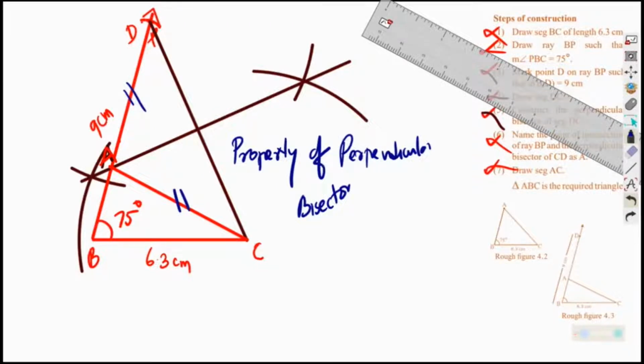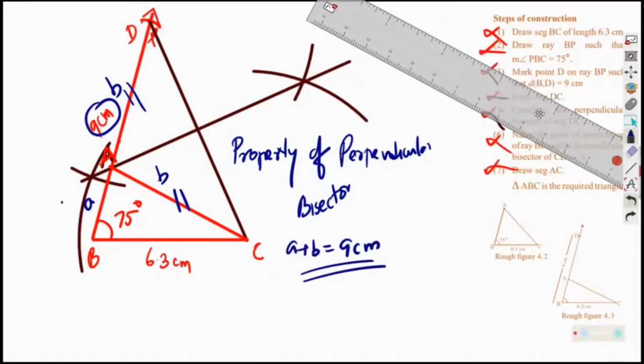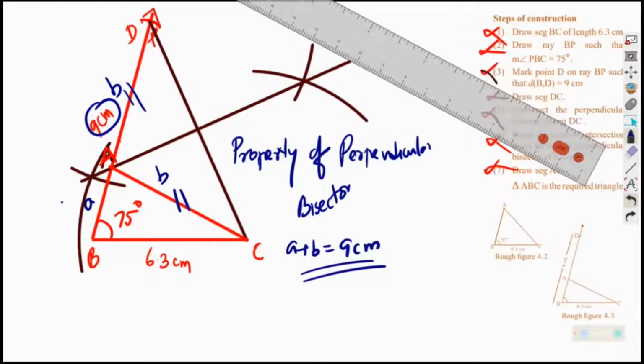Understood? In that case, all conditions are satisfied. BA plus AC is equal to 9 centimeter because AD is equal to AC. For AD equal to AC we did all this work. We know that we marked it as A and B. That B is equivalent here. So this is also A plus B. Total given as 9 centimeter. A plus B is equal to 9 centimeter. That matched. Correct? So thereby we could complete the construction.